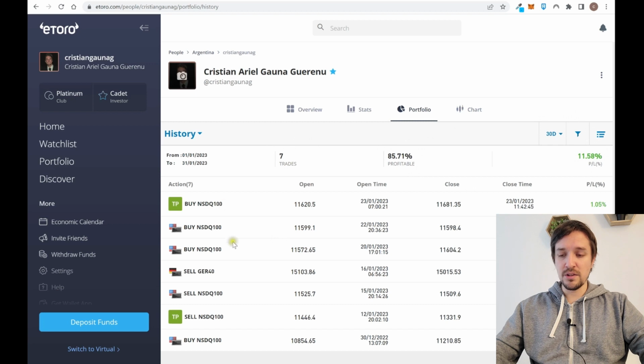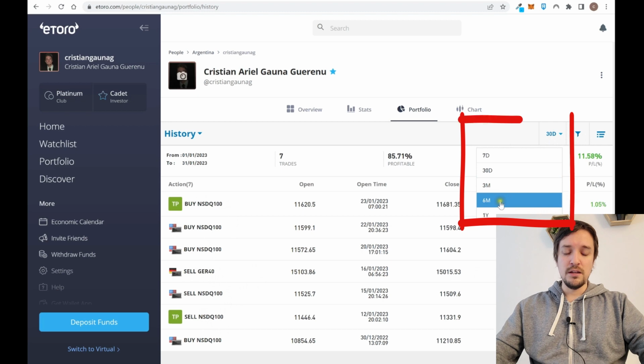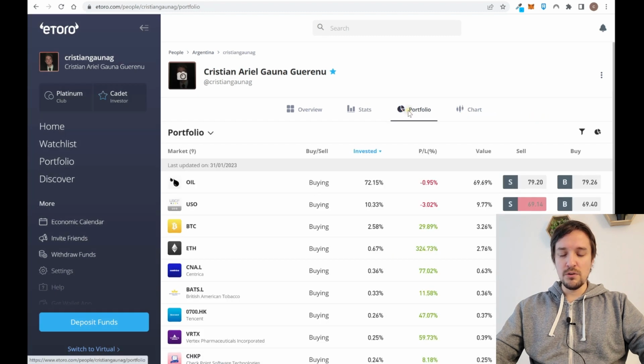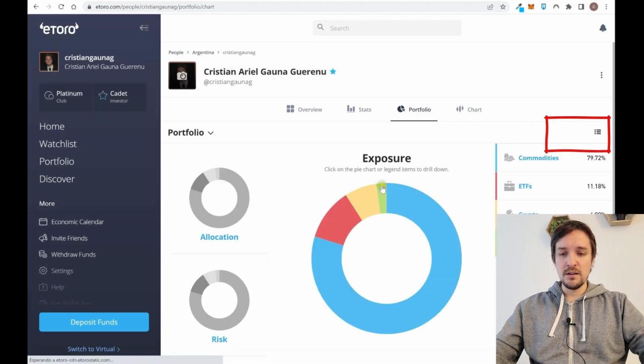I trade basically with the Nasdaq, with the Germany index, the DAX, and also I'm trading right now with oil, for example. But you can also change in here and you can understand what's going on in the last 6 months, the last year. And also if you go to portfolio, you can click on this button and you can also understand which type of exposure I have right now.